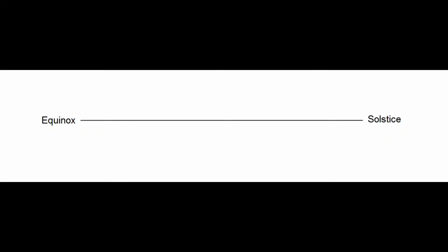First, draw a line on a piece of paper. If you have no paper, draw your line in the dirt with a stick if you have to. It doesn't matter where, just draw a line. This line represents the season you're in. On the line's left end, write equinox, and on the line's right end, write solstice.